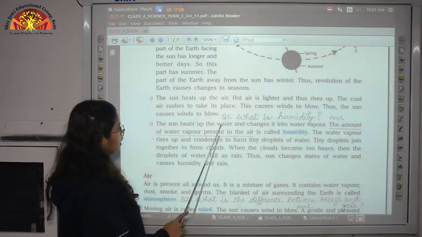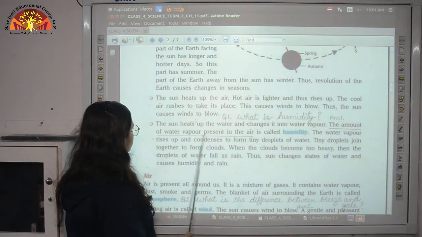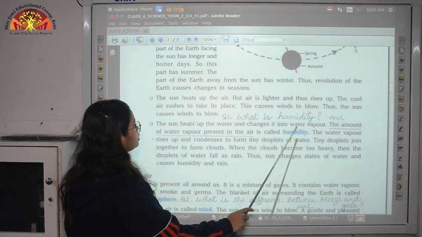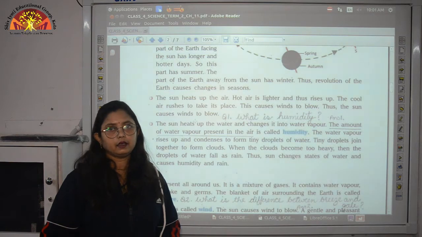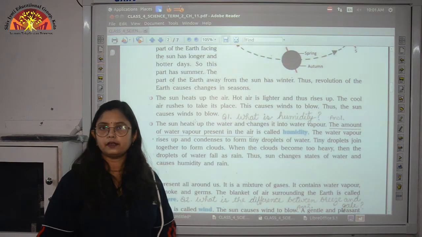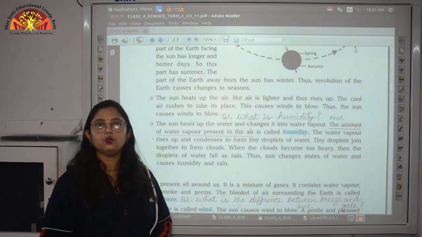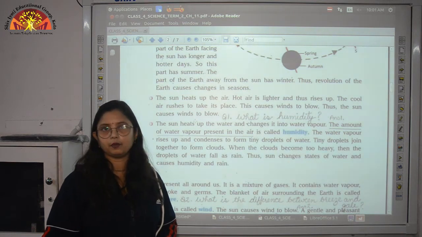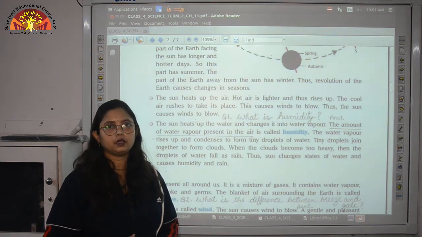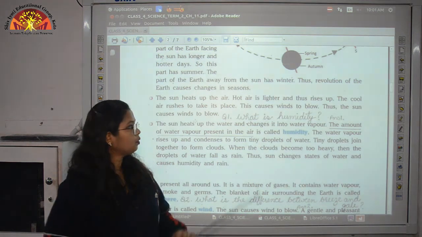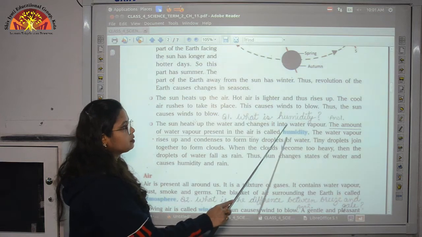Now the sun heats up the water and changes it into water vapor. The amount of water vapor present in the air is called humidity. So children, as the sun heats up the air, it causes winds. Now the sun also heats up the water. When it heats up, the water gets converted into water vapor. We have already studied that by the process of evaporation, when water gets heated up, it gets converted into gaseous form, that is water vapor.